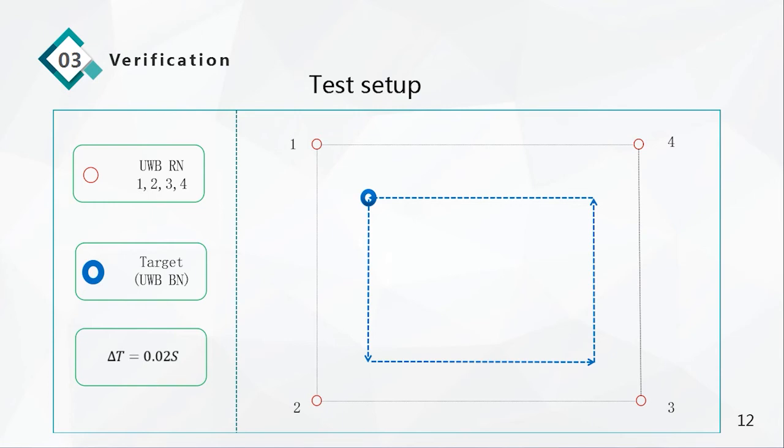The reference value is provided by a reference system, which includes the encoder and the compass. The reference velocity is provided by the encoder, and the reference heading is provided by the compass. The sensor data is collected by the computer. In the test, we set delta T to 0.02 seconds. We can get the trajectory of the target like this.